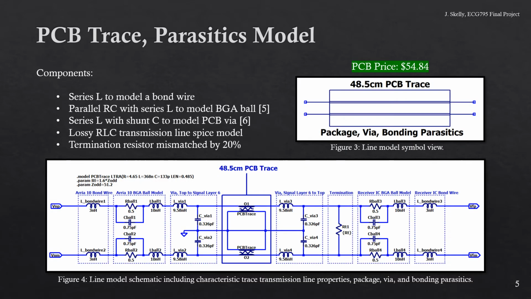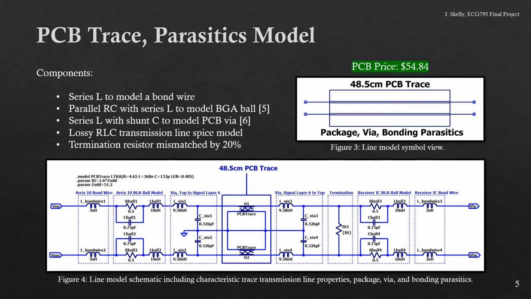The PCB itself is quite large, with an area of 73 square inches. Since the board is 8 layers, the cost is around 75 cents per square inch, making the total cost of the board $54.84. The worst case trace model is shown in Figure 4, modeled by a number of inductors, resistors, and capacitors, and a lossy transmission line.